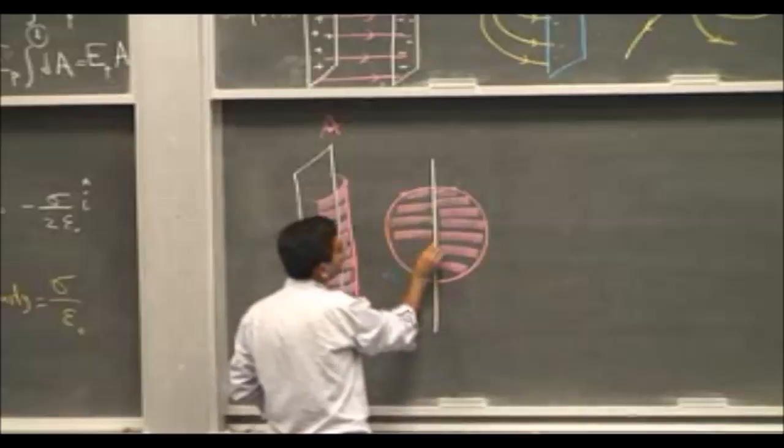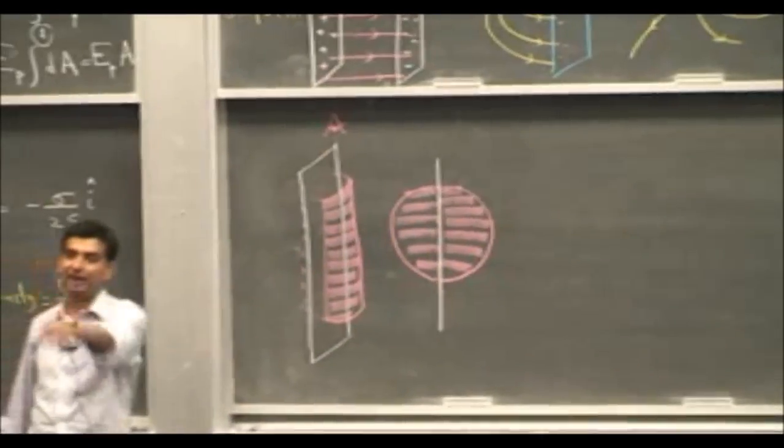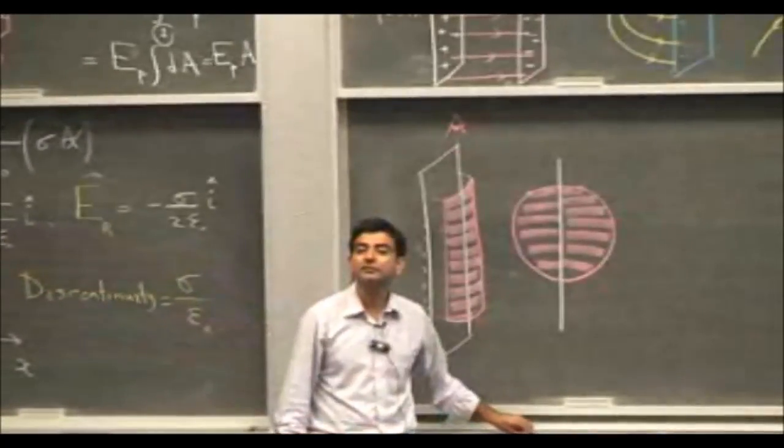Now is this a good surface to draw as a Gaussian surface? Why not? You asked the question, you should answer it yourself. Why not?